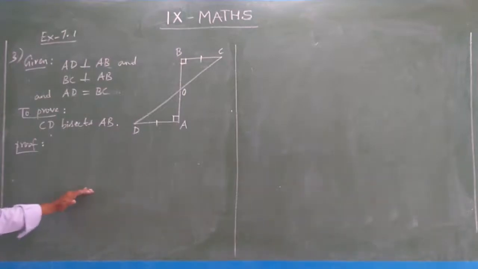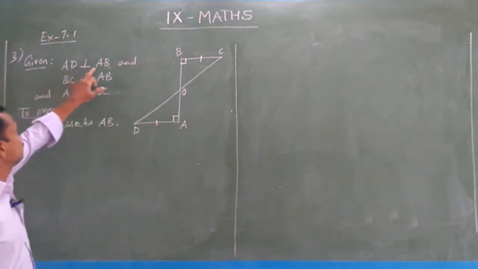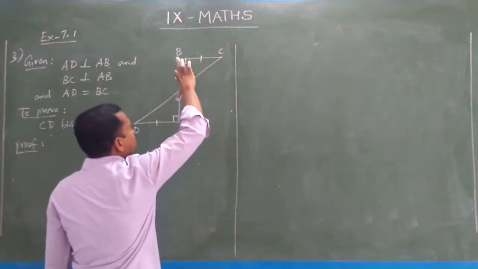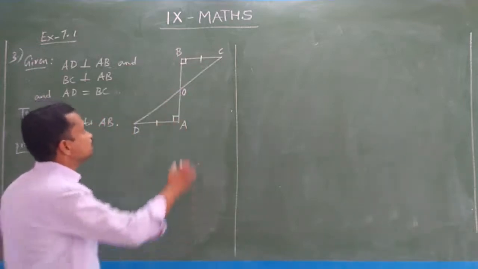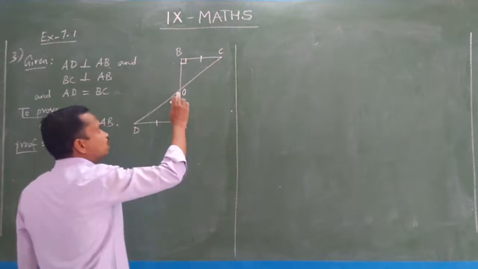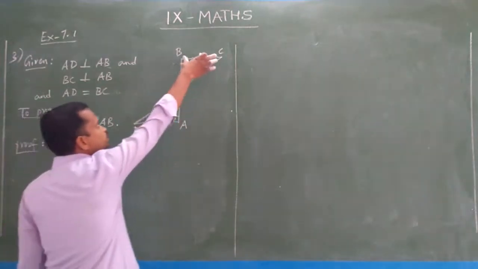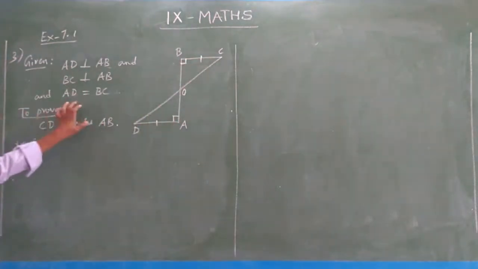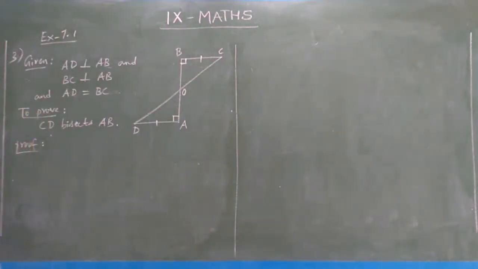So, now coming to question number 3. So, this is the diagram given there. AD perpendicular to AB. This AD and this BC are both perpendicular to this line segment AB. That is what is given. And this C and D are joined. They meet AB at O. So, this is what they have given. And this BC and AD, these two are equal. They have given, AD, BC are equal perpendiculars.